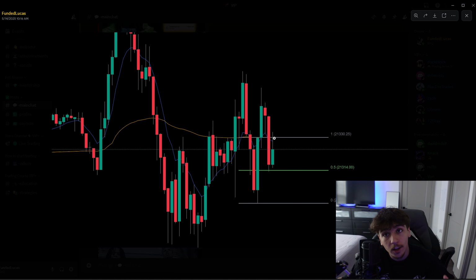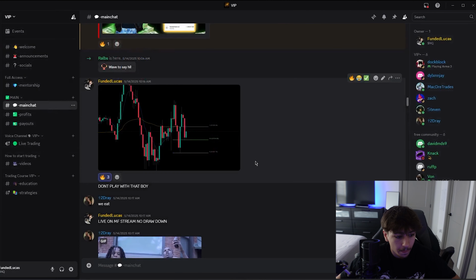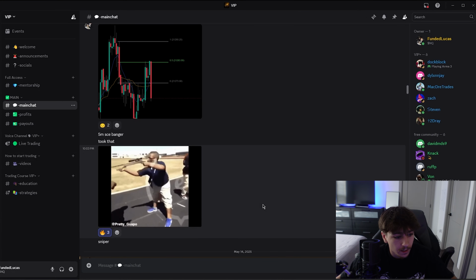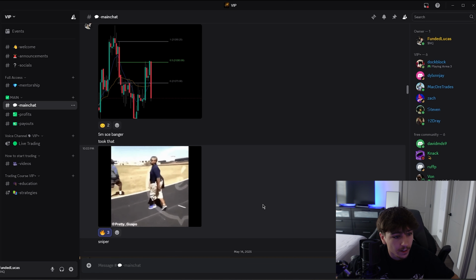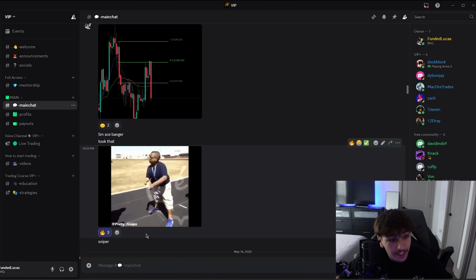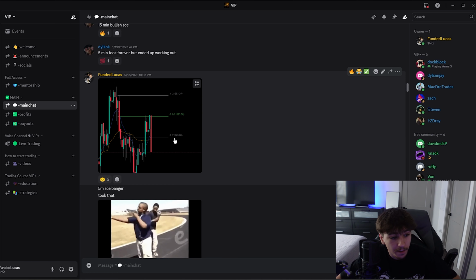That is literally no drawdown. Some of these plays have literally zero drawdown. Sometimes I struggle to catch my entry because the entry is so good. Look at this. Another one, bro. Sniper. We actually sniped this play on the 5 minute.